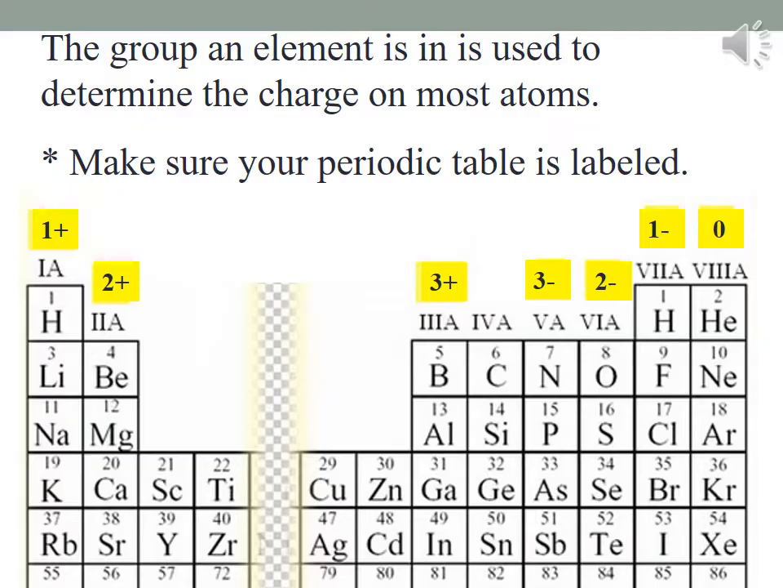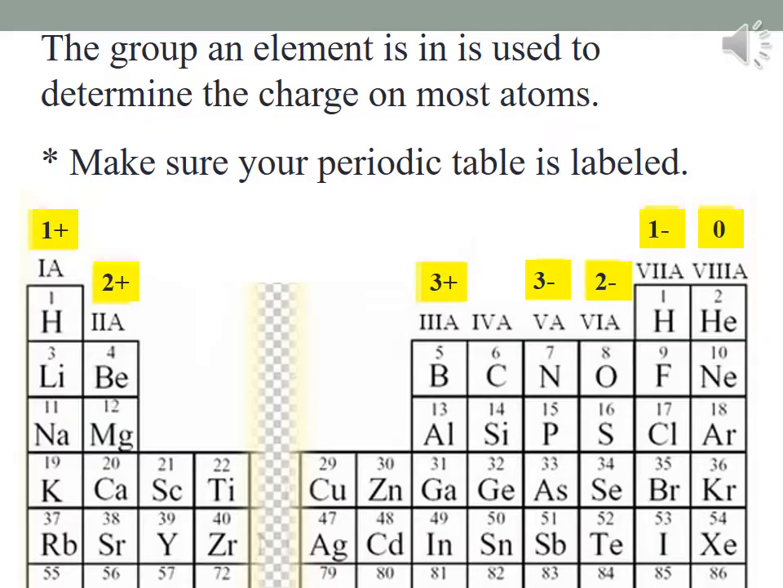For the next column, column 5 has a 3- charge, so it has 5 valence electrons and wants to add 3 more to get to 8. Column 6 has a 2- charge because it has 6 valence electrons and adds 2 more to get 8. Column 7 has a 1- charge because it wants to add 1 valence electron to get to 8. And the last column is 0, it does not have a charge.